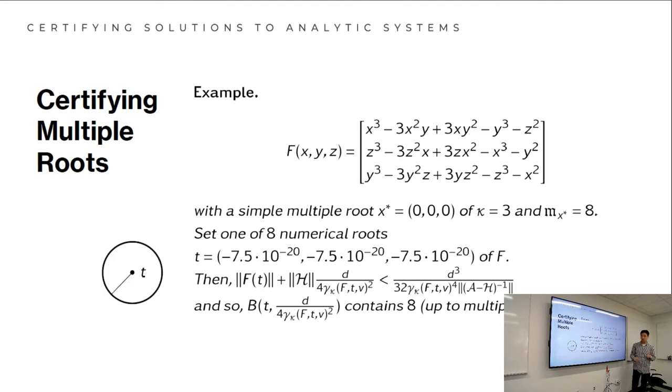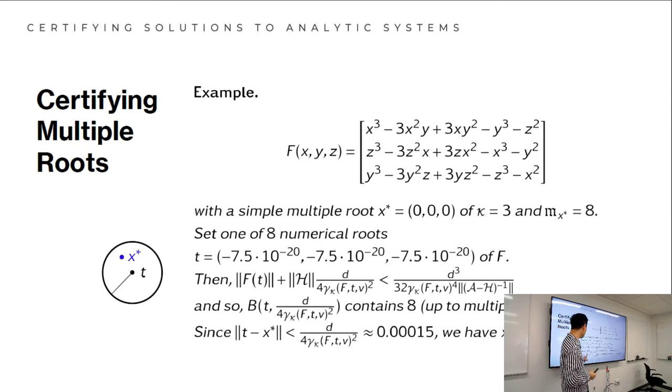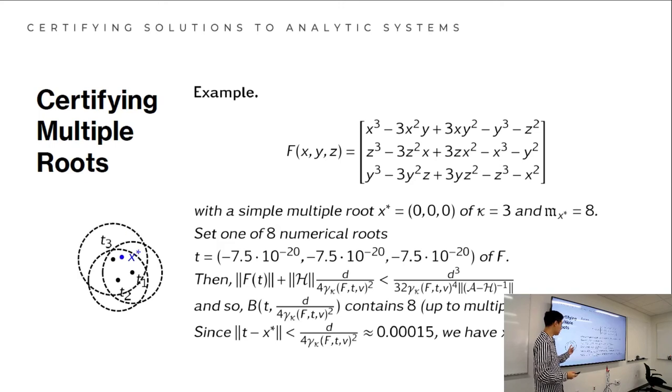So if I just draw the diagram in here, now we have a root, and we have a ball centered at T, which contains 8 roots of this capital F. But we know that the distance between the origin and this T is, of course, less than this radius. This X star should be contained inside the original separation bound. So how can we complete this certification? We are going to do this for the other 8 roots in here. If you think about the ball centered at T2, the second of the multiple roots, then it also contains X star. T3 also contains X star, just like this. If we do the eighth root in here, then we're going to contain X star in here. Now we can complete this certification.